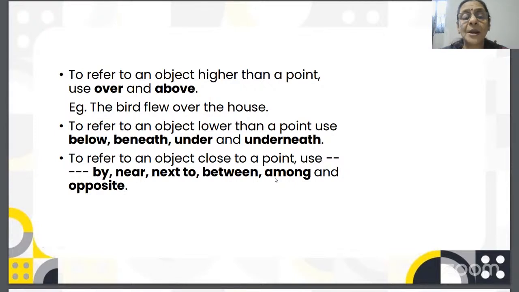To refer to an object close to a point, use by, near, next to, between, among, and opposite. By means something is near, next to means very close, and between is for two things, among for more than two. If it is between more than two people, you can say among, and opposite.